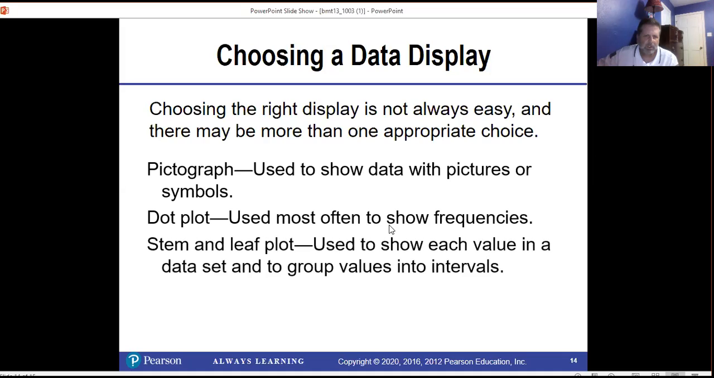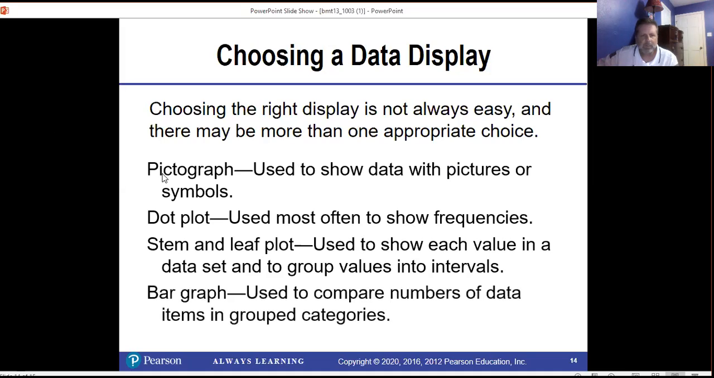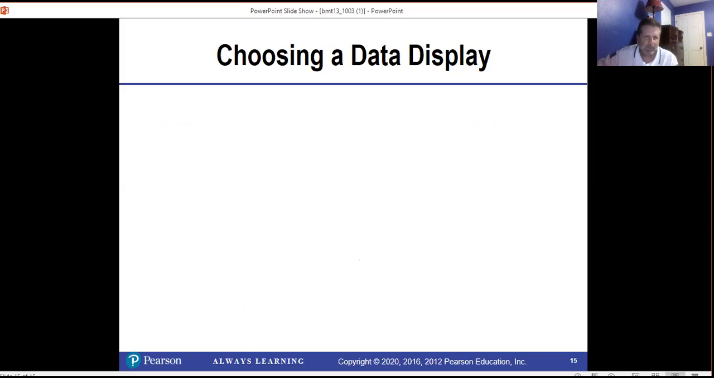Stem and leaf plot used to show each value in the set of data, grouped into intervals. So you can get them in groups. In this case, you need to have them in the ranges, 10 to 19, 20 to 29, that kind of idea. Bar graphs compare data items in group categories. You've seen bar graphs. They're not connected. They compare one thing at different times maybe.